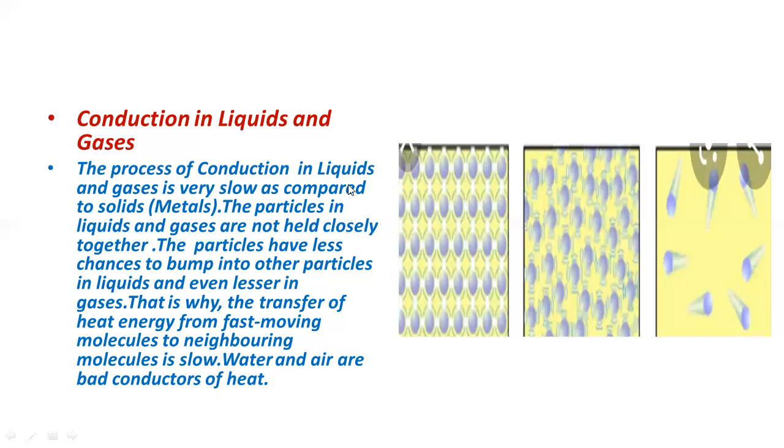The process of conduction in liquids and gases is very slow as compared to solid metal. The particles in liquids and gases are not held closely together. The particles have fewer chances to bump into other particles, meaning to collide with other particles, in liquids, and even fewer collisions in gases. That is why the transfer of heat energy from a fast moving molecule to a neighboring molecule is very slow. So water and air are bad conductors of heat.